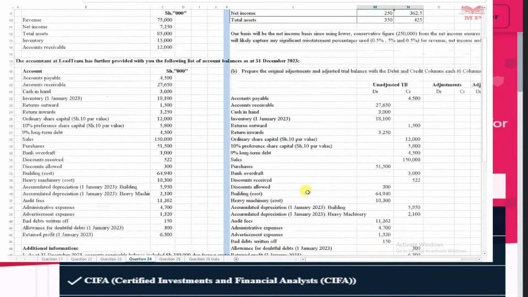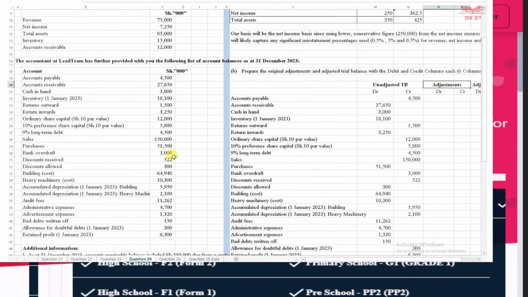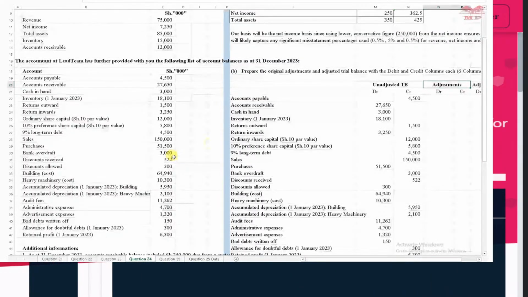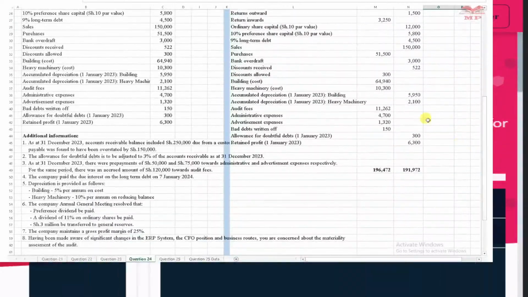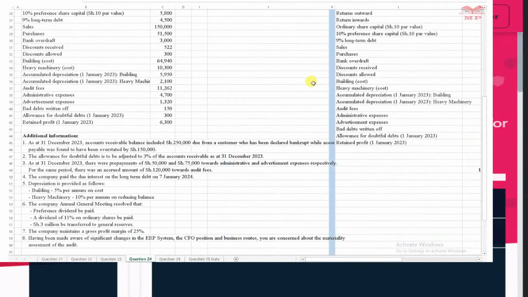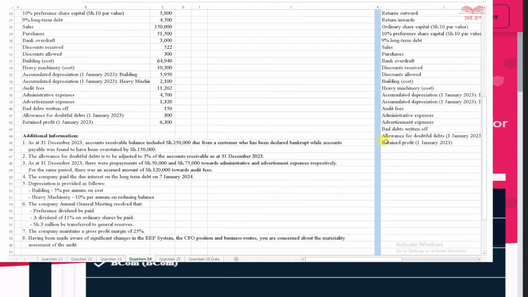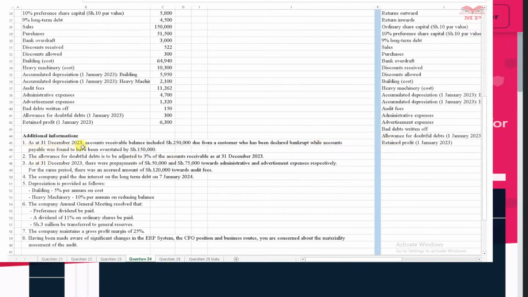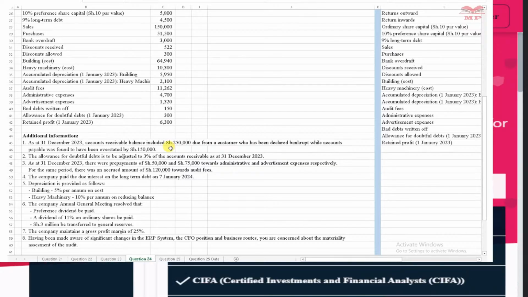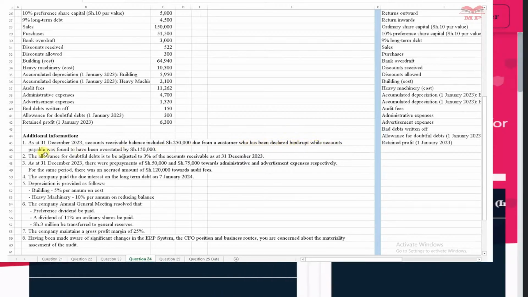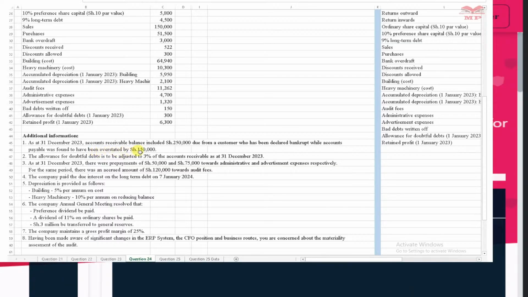Now then, the interesting bit is to come up with the adjustments, or to analyze the adjustments item by item. So let's proceed and analyze item by item. So here you can see there's a write-up over here up to here, so I need to push it like that. As at 31st December 2023, accounts receivable balance included 250,000 due from a customer who has been declared bankrupt, while accounts payable was found to be overstated by 150,000.